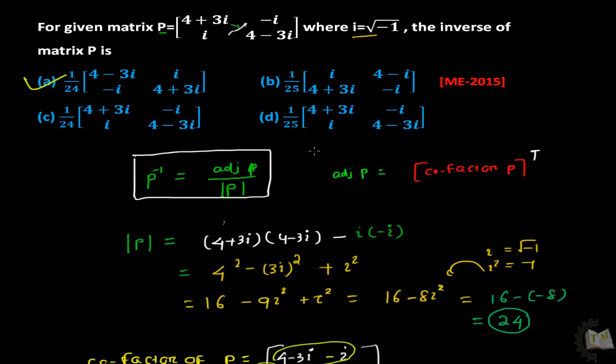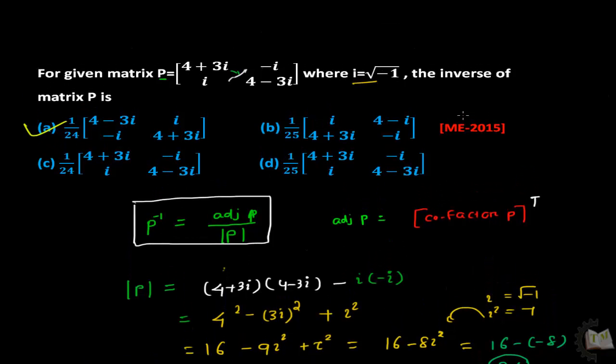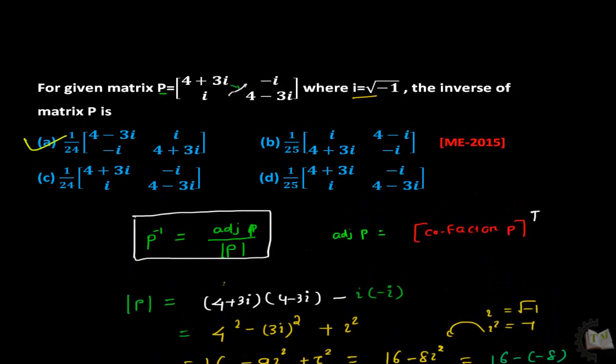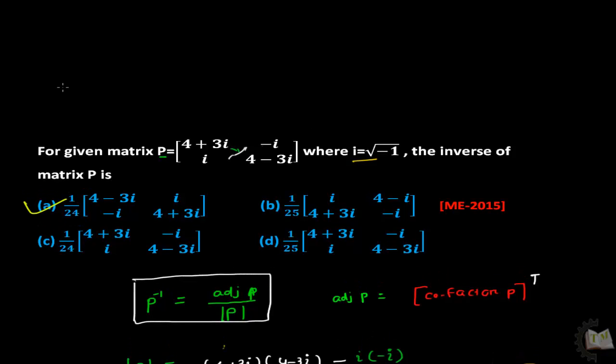This is the longest process and also the conventional process. Since it is a square matrix, if you remember a simple formula, then it will be very easy to calculate. Let me solve this according to that formula. So take it as a, b, c, d. This is the matrix P. Substitute a equal to 4 plus 3i, c equal to minus i, b equal to i, and d equal to 4 minus 3i.